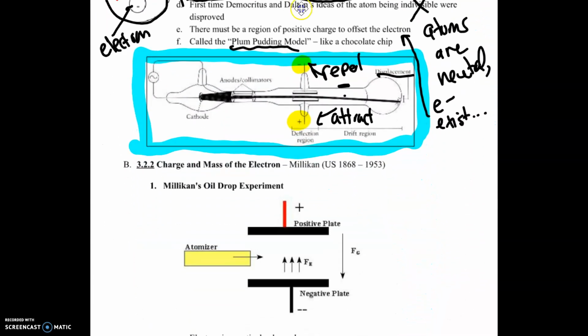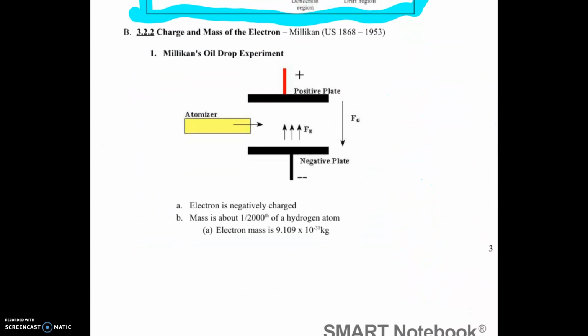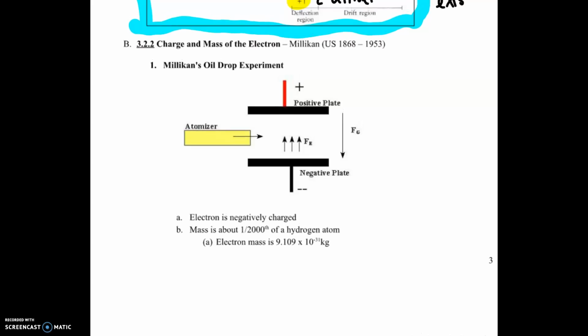Let's zoom down here to our second experiment in our timeline. We have the Millikan Oil Drop experiment. So this experiment, so Millikan, oops, why is that?